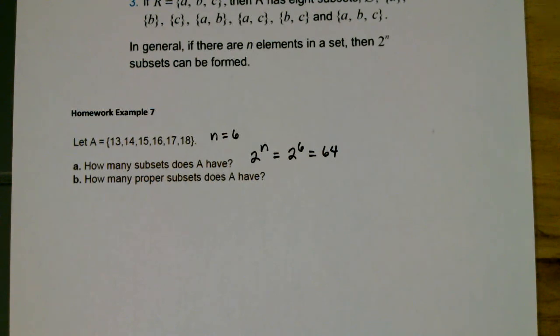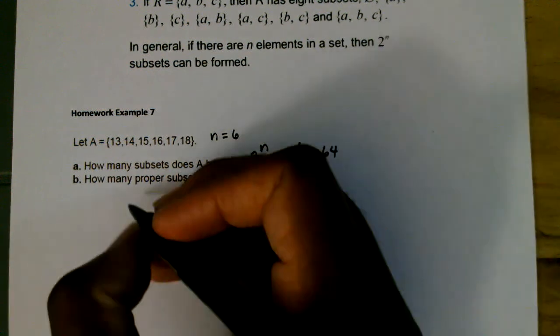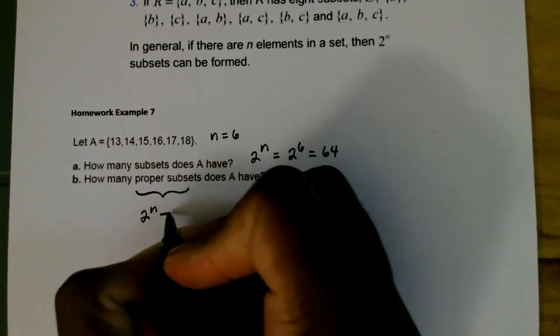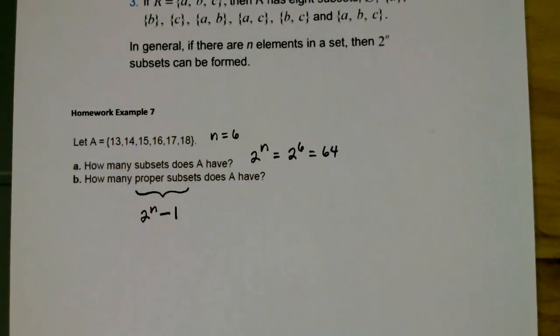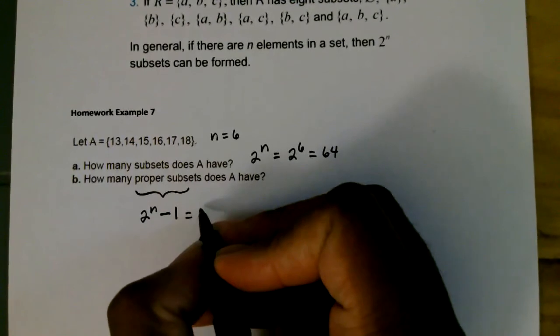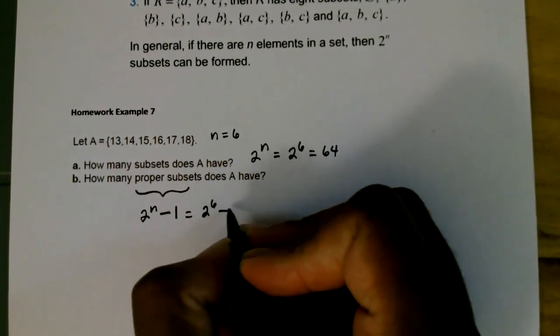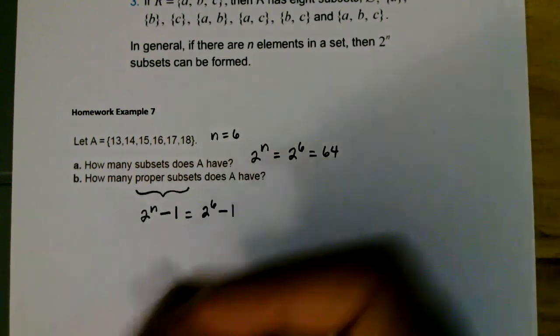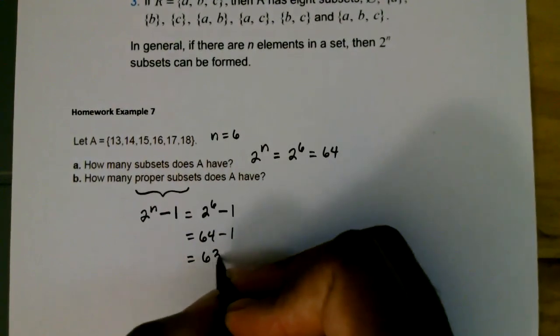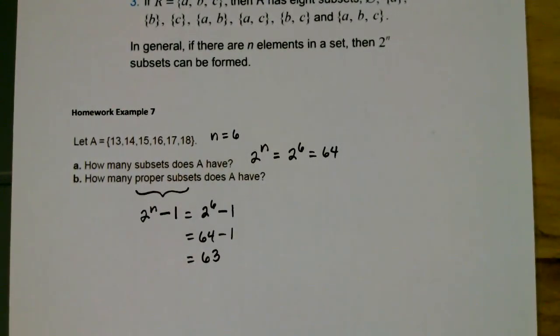And now part B is how many proper subsets does set A have? Well, the number of proper subsets is going to be this, 2 to the n minus 1. So the number of proper subsets will be 1 less than 2 to the n. And we've already found out what 2 to the n was. There's 6 elements, so that's 2 to the 6th minus 1. And 2 to the 6th was 64. Subtract 1 from 64, you'll get 63. So there'll be 63 proper subsets for A.